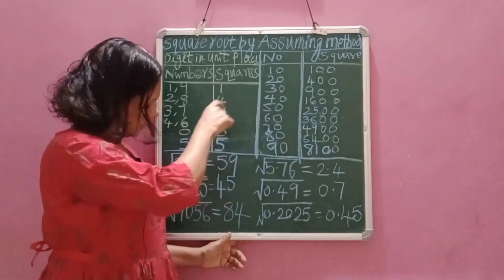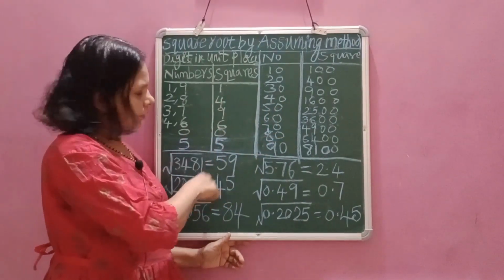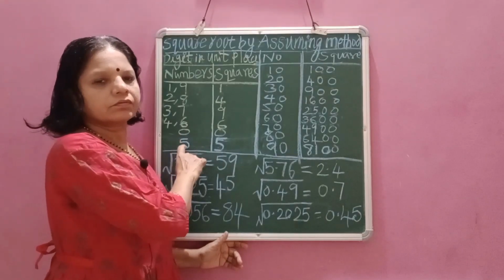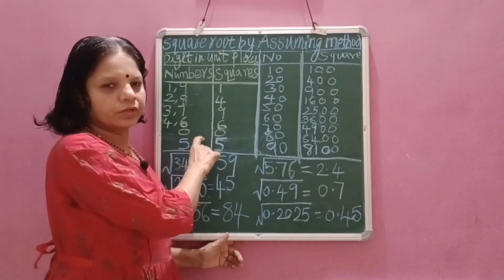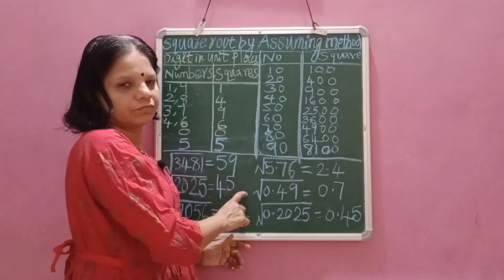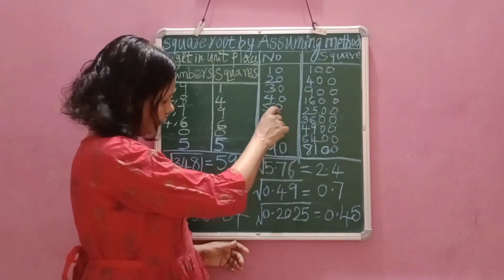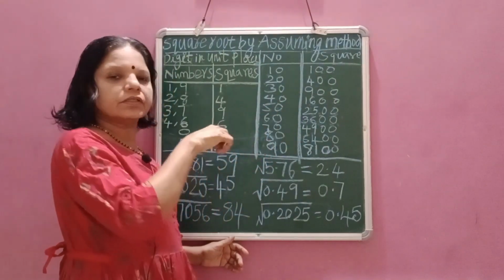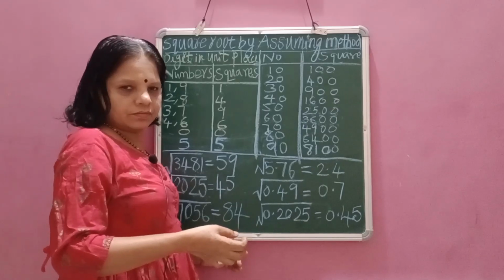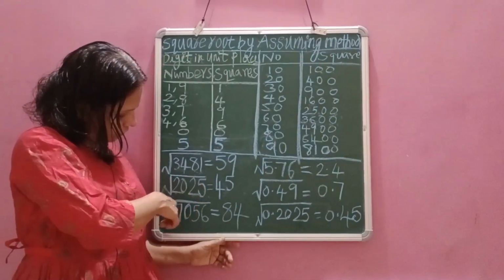Now you have to look at the digit in the units place, 5. If it is 5, the only possibility is 5 in the units place. So you will get only one option, that is 45. Given that it is in between 40 and 50 and the digit in the units place is 5, so 45. Easy.